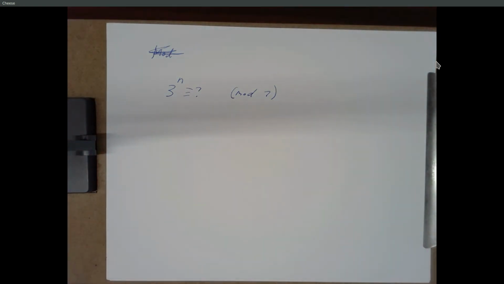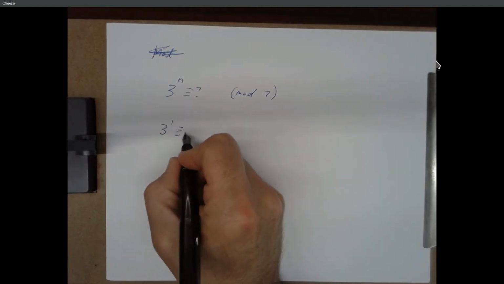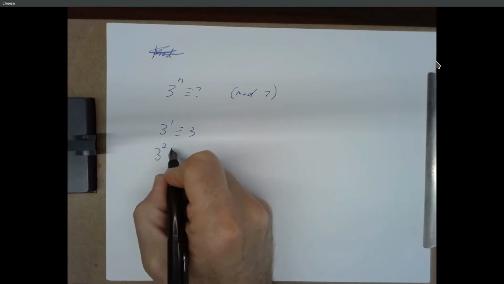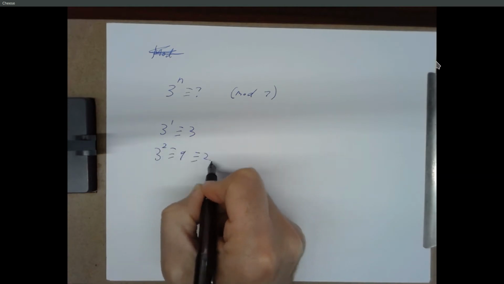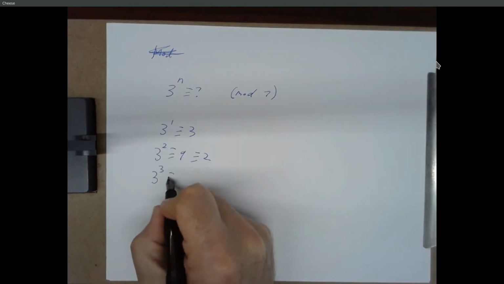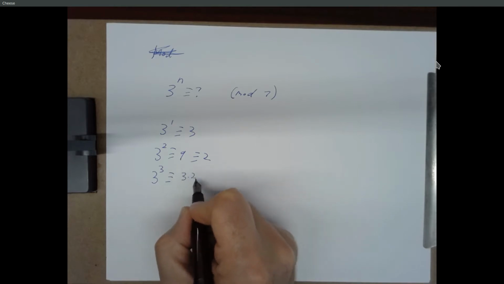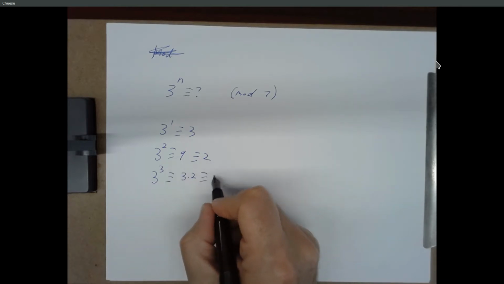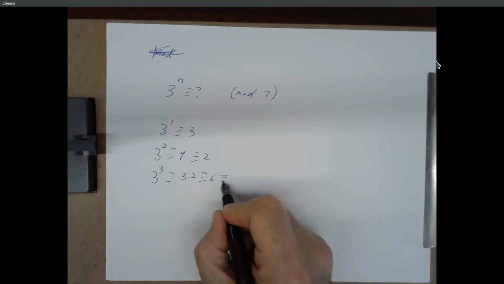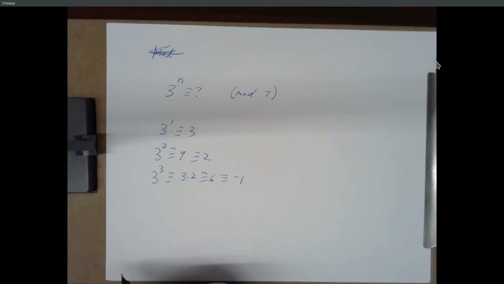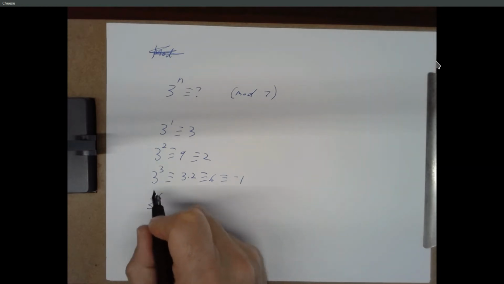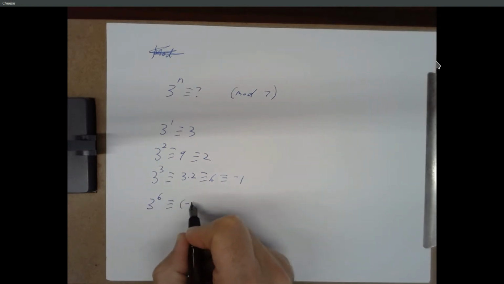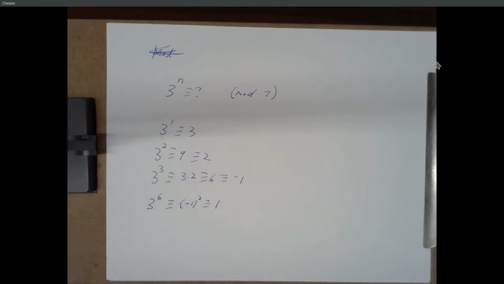If you start to play around with powers of 3 modulo 7, you find the following. 3 to the 1 is just 3. 3 squared is 9, which is 2. 3 cubed is 3 times 2, because 3 squared is 2, which is 6. And 6 is actually minus 1, right? It's 1 less than a multiple of 7. So if I were to square 3 cubed, this would be negative 1 squared, which is just 1.